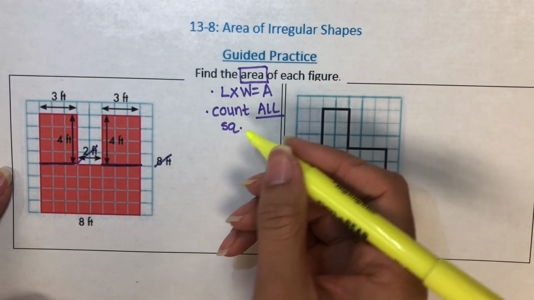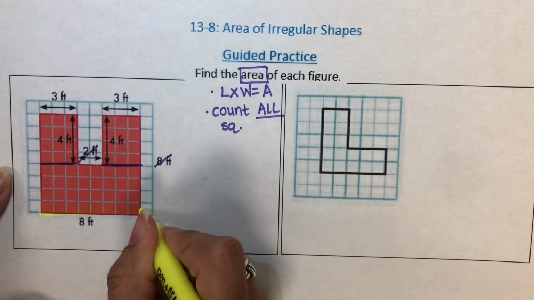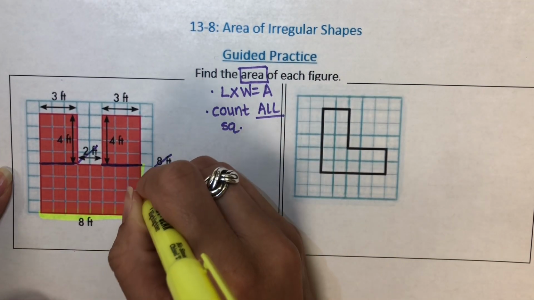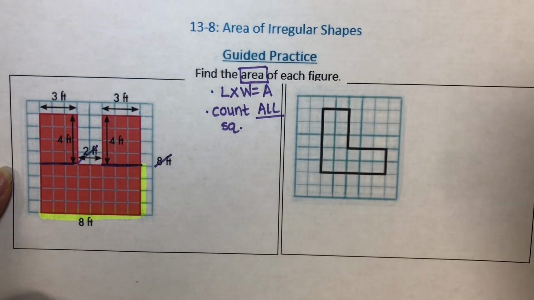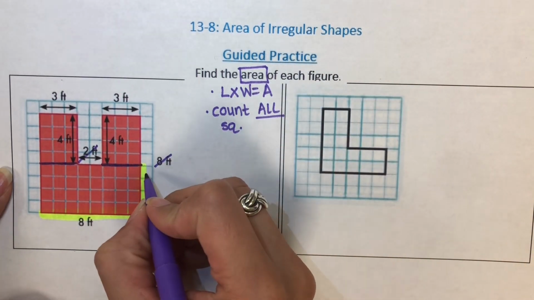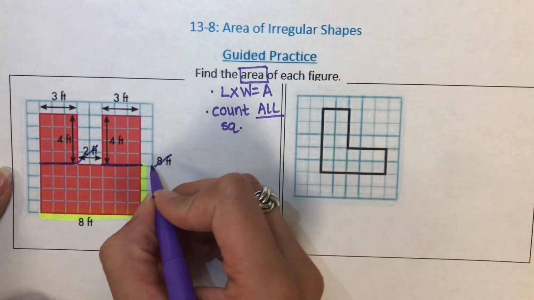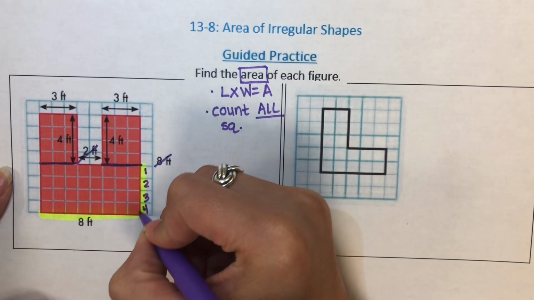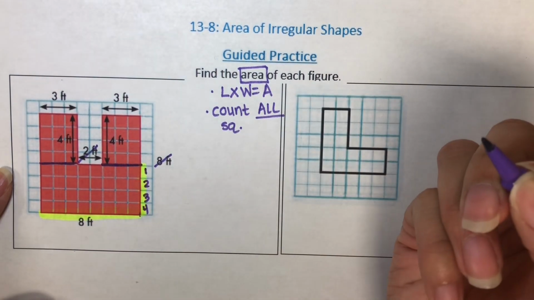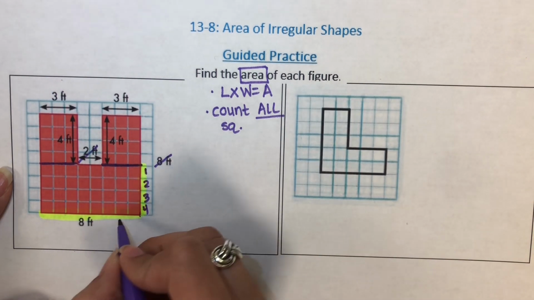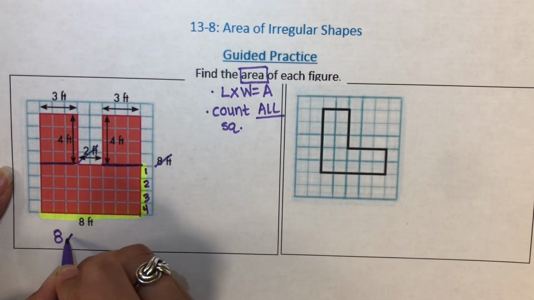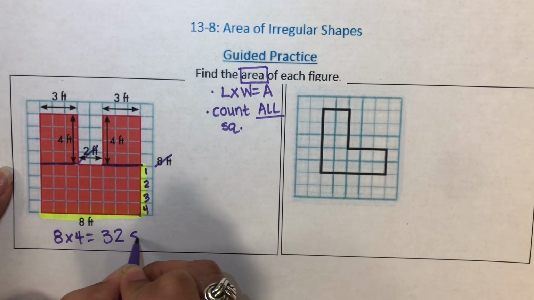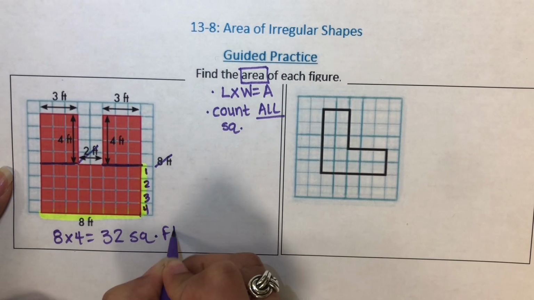Length times width still. My length is my long side. 8. My width, my wide side. I don't have a number there. Remember, I changed it. So I'm going to use my squares to help me find the length. So I have 1, 2, 3, 4. The width is 4 squares wide. So again, length times width, 8 times 4 equals 32 square feet.